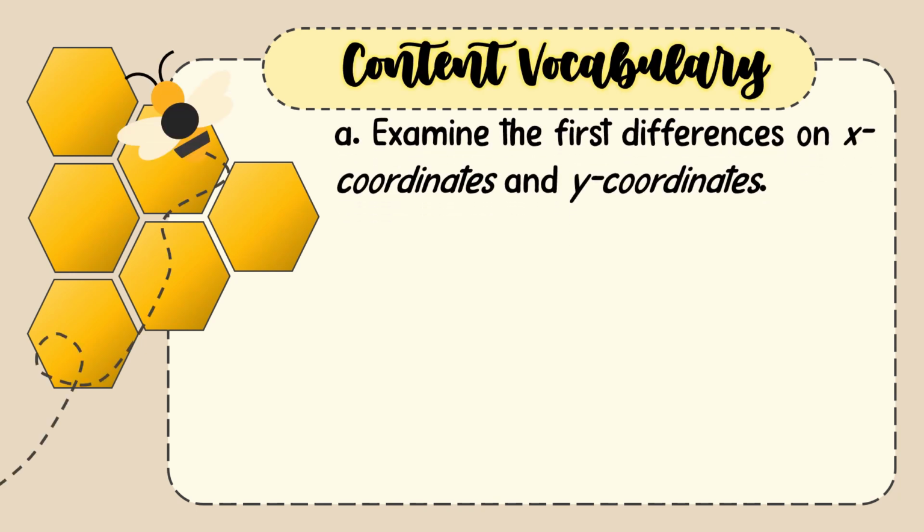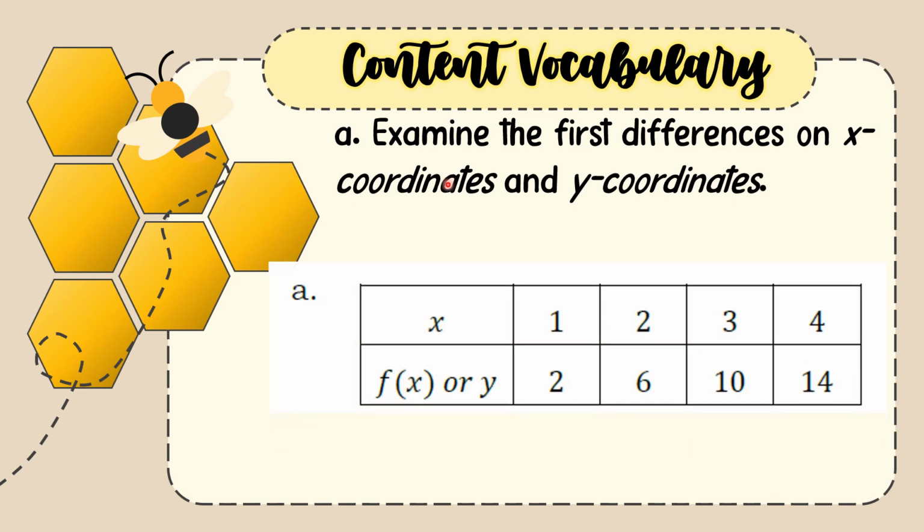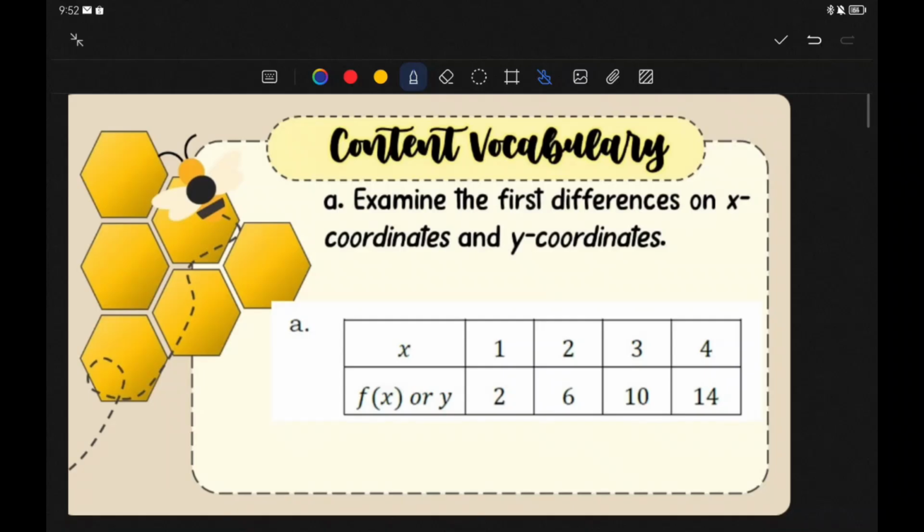Now let us examine the first differences on x coordinates and y coordinates for table A. Now, how will you examine the first differences? Simple. You are just going to subtract the values of x from here to here. So, 4 minus 3, that's 1. 3 minus 2, that is also 1. 2 minus 1, that is also 1. As you can see, all the first differences of x are equal. They are all 1. How about y?